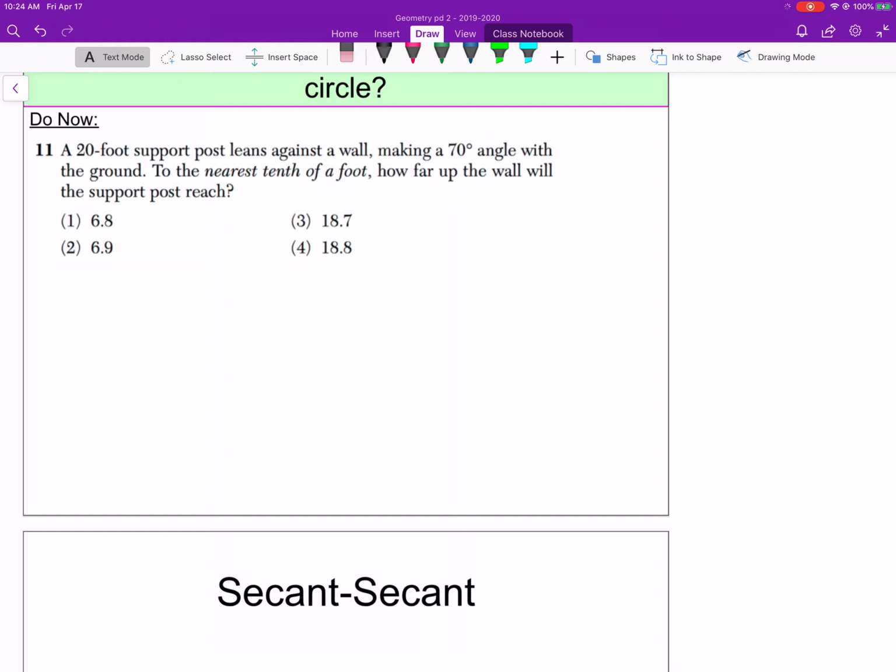A 20-foot support post leans against a wall, making a 70-degree angle with the ground. To the nearest tenth of a foot, how far up the wall will the support post reach? So we have our wall, we have the ground, and we have the support post, which leans against the house or the wall. And that acts as the hypotenuse of the right triangle that's formed. So remember with these questions, the wall is perpendicular to the ground, and the post is leaning against that wall.